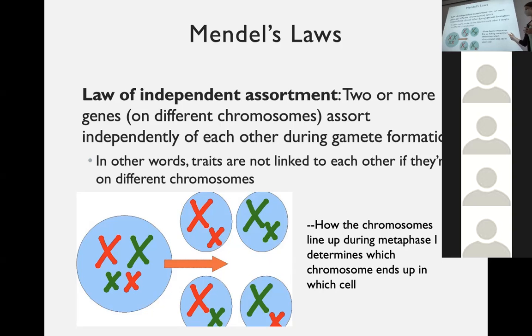And this occurs during metaphase 1. That's where those chromosomes are lining up and they can line up in multiple different ways along that midline, which means those genes are separating in totally random ways if they're not on the same chromosome. Okay, so those are his 2 big laws that you want to know.